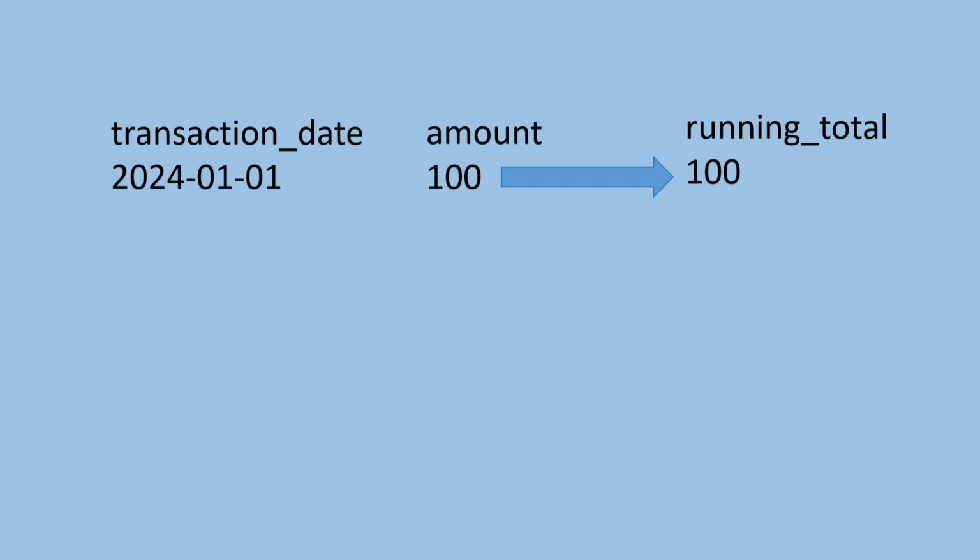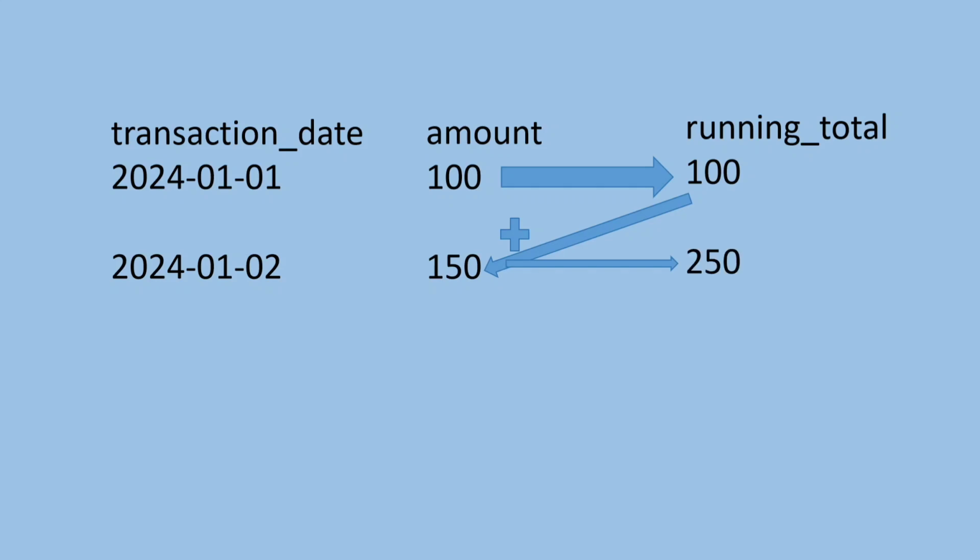Now for the second row, month February. Moving to the second row, we take the amount of the second transaction and add it to the running total from the previous row. This gives us the cumulative total up to the second transaction, helping us to track the increasing trend in the sales over time.